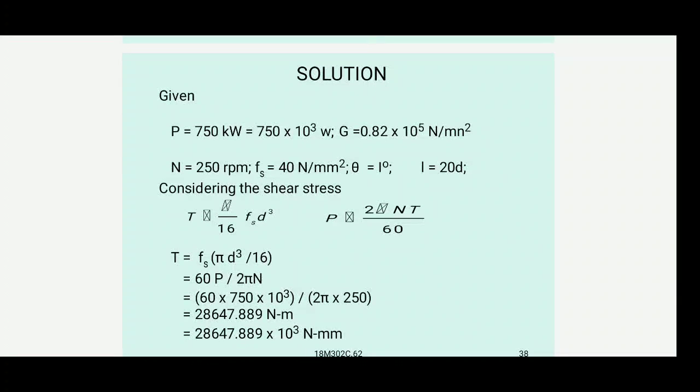Solution. The given data: power is equal to 750 kilowatts, that is equal to 750 into 10 cube watts. Capital G, modulus of rigidity, is equal to 0.82 into 10 to the power 5 Newton per mm square. N is equal to 250 rpm. Fs is equal to 40 Newton per mm square. Angle of twist theta is equal to 1 degree. Length L is equal to 20 small d. That is considering the shear stress.